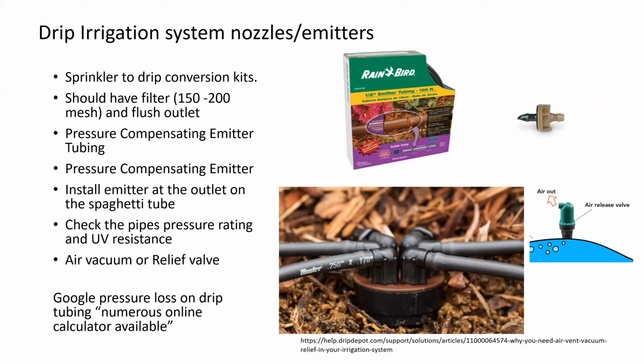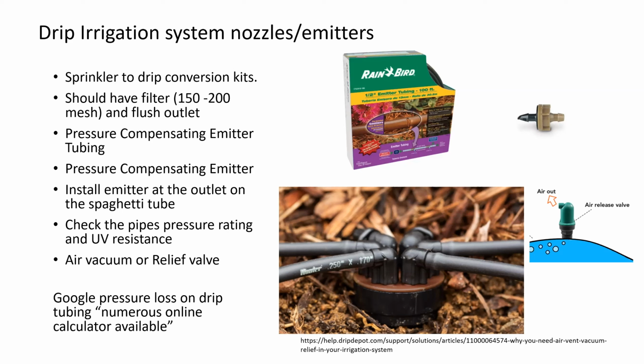If you are interested in converting your overhead irrigation to drip irrigation, there are a lot of drip conversion kits which you can easily buy and hook up to your system, and then the efficiency of your irrigation would change from maybe 60% to 70, 80, or 90%, depending on what you use.